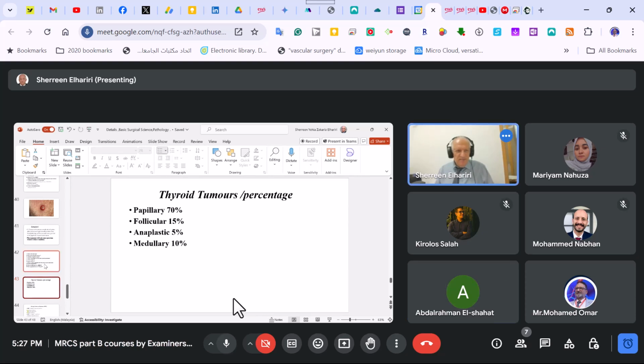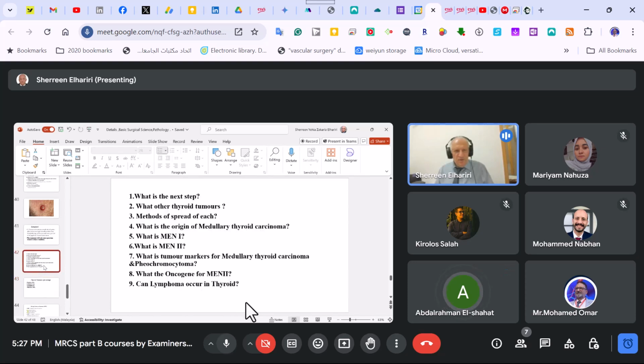Okay, which one is common? Papillary. What is the method of spread of each? Papillary is lymphatic. Yes. Follicular through blood. Okay. Anaplastic local invasion. Yes. Medullary also the same. Okay. What is the origin of medullary thyroid carcinoma? Parafollicular cells. What is MEN 1 and MEN 2?